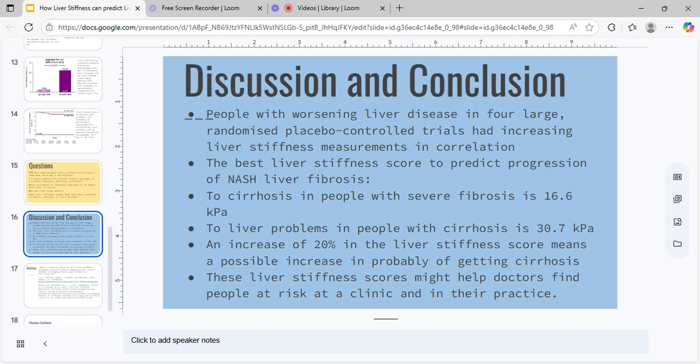These liver stiffness scores might help doctors find people at risk at a clinic and in their practice. Again, relating to that question of why does this all matter? It can help doctors find people who are seriously at risk.